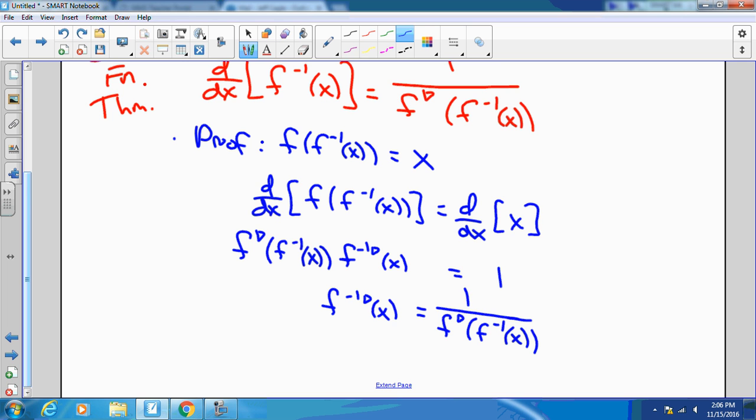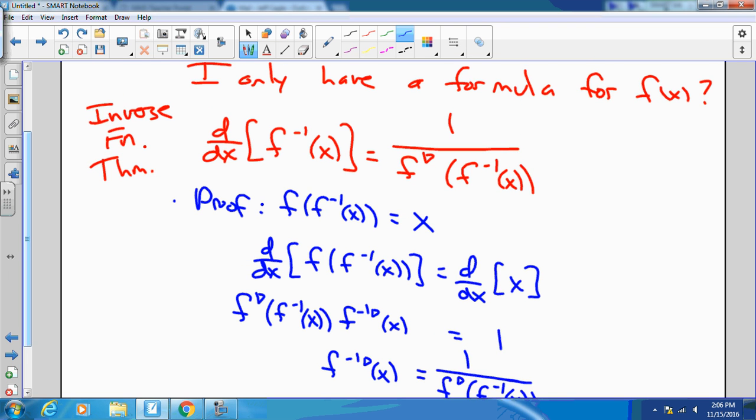So it's a theorem. Yeah, that's it. It's a theorem. And it's also a derivative rule. The derivative of any inverse is the reciprocal of the derivative of the original parent function evaluated at the inverse.